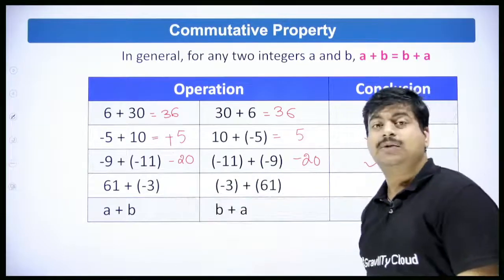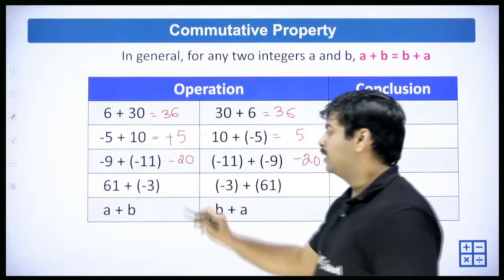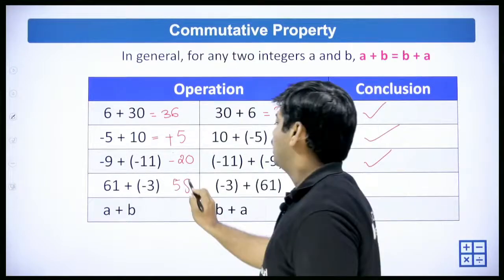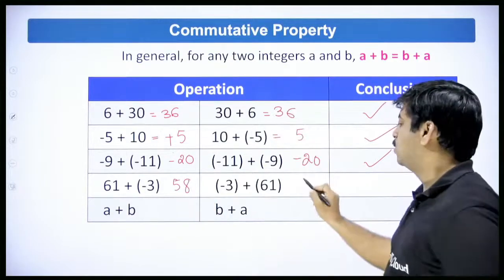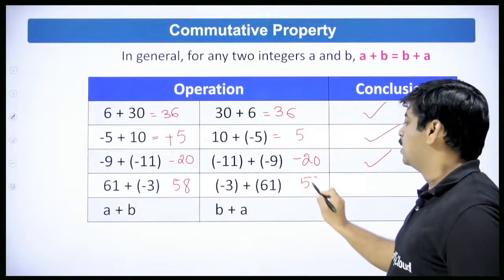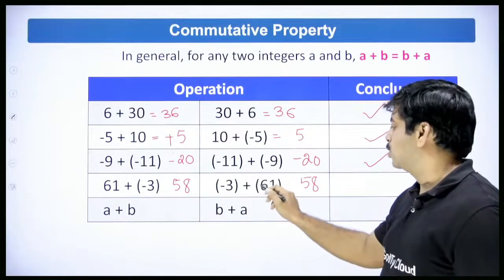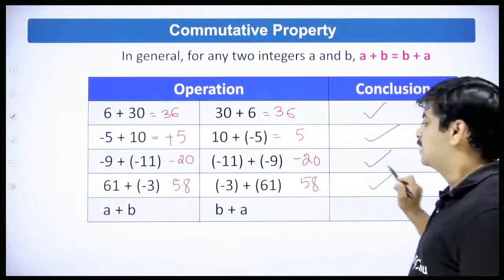What about this one? 61 minus 358. Minus 3 plus 61 is also 58. Right? The highest number is 61, so it is positive. So keep positive. So again, both are the same.